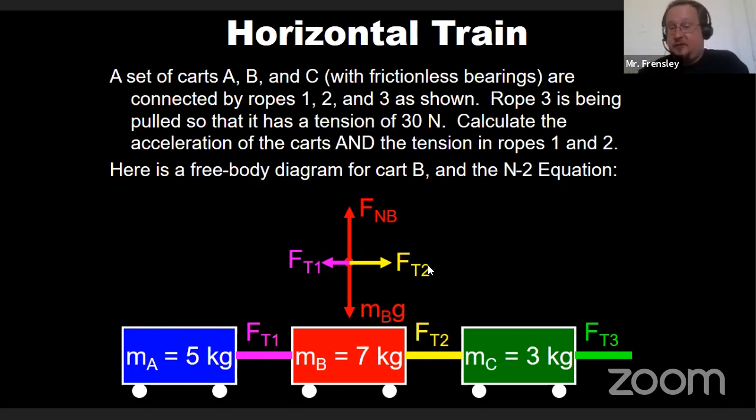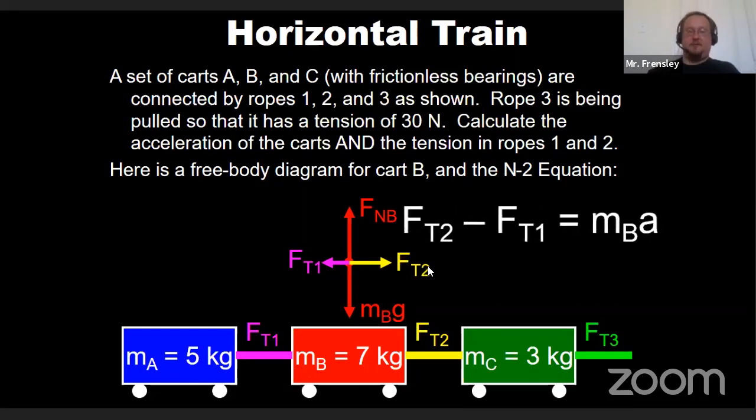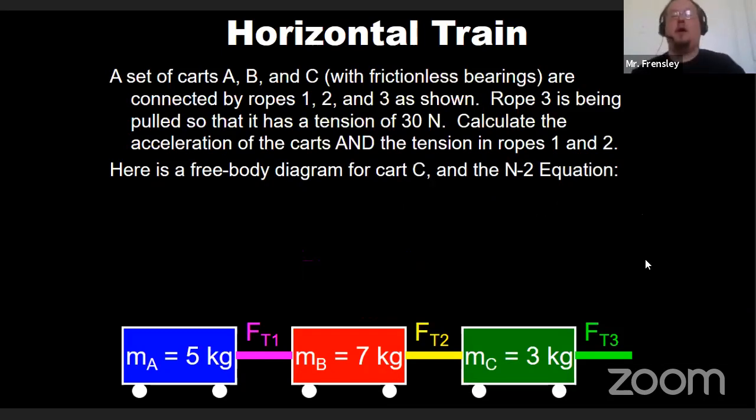And force tension 2 is helping B go forward. So here's an equation for that. Tension 2 helps B go, tension 1 holds B back, equals B's mass times acceleration. Now I've got 3 things I don't know in this equation. I don't know either of the 2 tensions or the acceleration. Boo. Okay, maybe the answer is with cart A. Maybe cart A can help me figure something out.